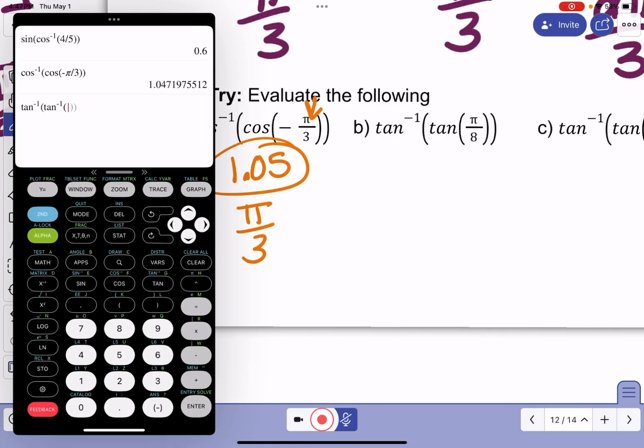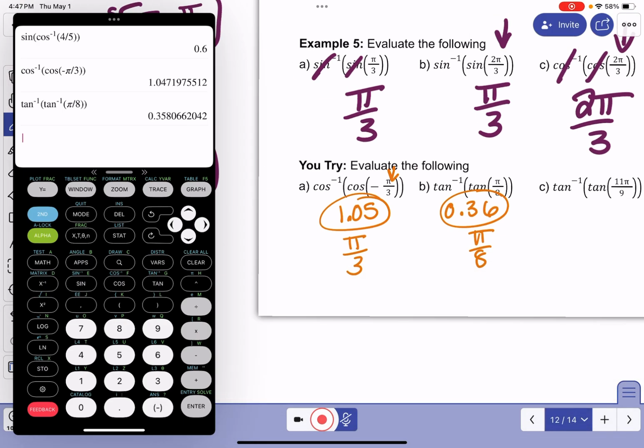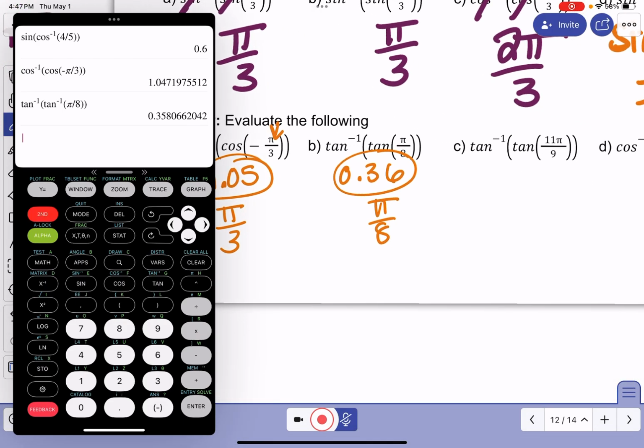Inverse tan, pi divided by 8, 0.36. Ends up being pi over 8, but the computer will take both. Inverse tan, 11 pi divided by 9, 0.92. If you use the table, you're going to get that. Ends up being 3 pi over 4.